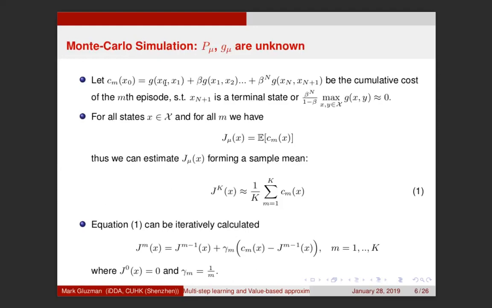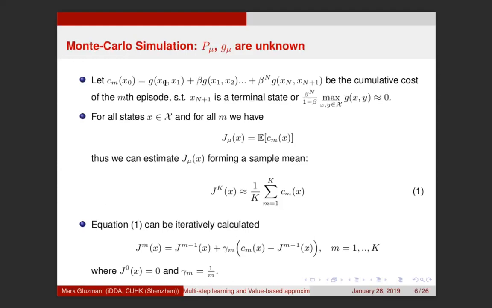Of course, one trajectory or one episode is not enough, so we can run multiple episodes and estimate our value function starting from point x as a sample mean. So basically, take k episodes and estimate g mu x as a sample mean.